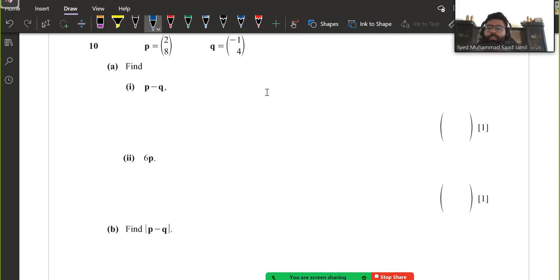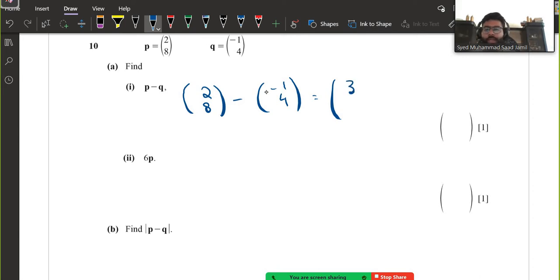Moving on to question 10, it says P is equal to (2, 8) and Q is equal to (-1, 4). It says P minus Q. So simply just write down P first, which is (2, 8) minus the value of Q, the vector. So this becomes 2 minus minus 1, minus minus is plus. So this becomes 2 plus 1, 3. 8 minus 4 is 4. So that's your answer.